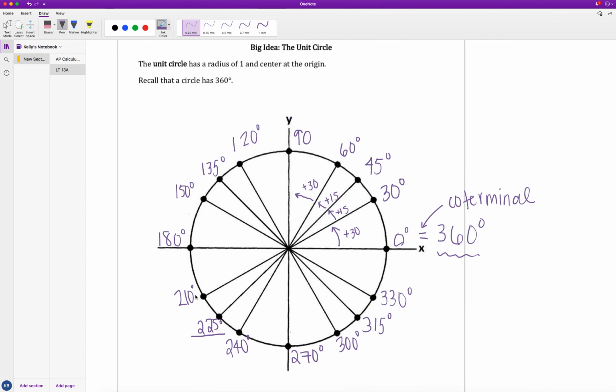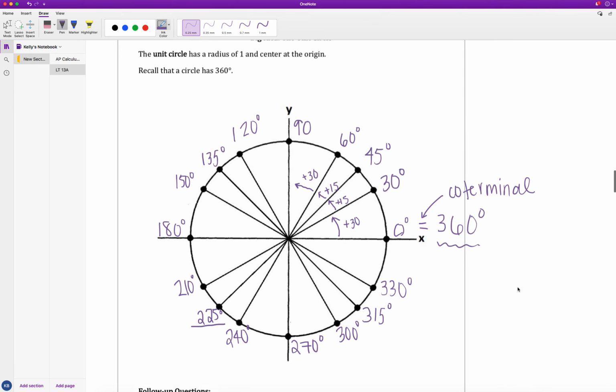So we add 30 to get to 210. We add 15, which gets us to 225. I hope you've corrected that in your notes. And then we add 15 again, which gets us to 240. And then we've added 30, which gets us to 270. I add another 30, and I'm at 300. Add 15, and then add 30.